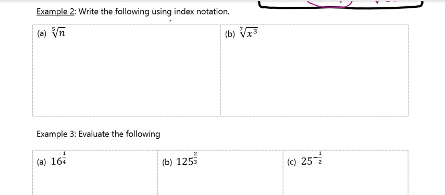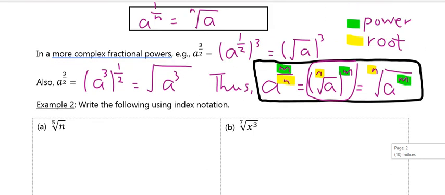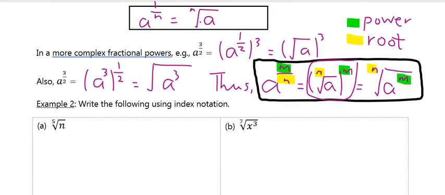Now write the following using index notation. You can see here you have this one. This is not index notation, it's just an expression with roots. So as you know just now, using the rule, any number with a root becomes the fraction 1 over the root. So the root of n here becomes n to the power of 1 out of 5.